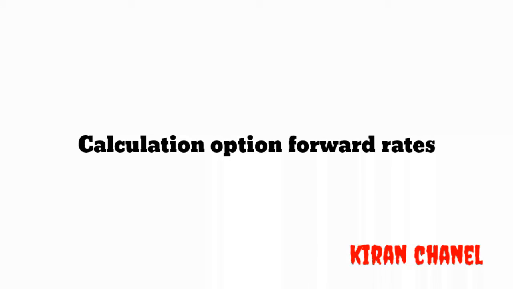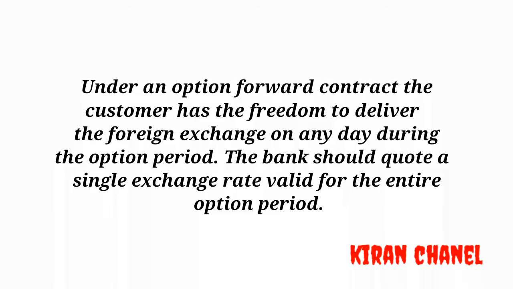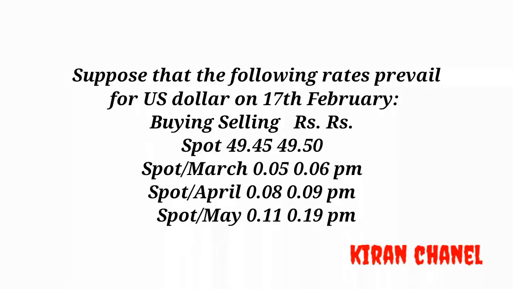Calculation of option forward rates. Under an option forward contract, the customer has the freedom to deliver the foreign exchange on any day during the option period. The bank should quote a single exchange rate valid for the entire option period. Suppose that the following rates prevail for US dollar on 17th February. Buying, selling, Rs. Spot 49.45, 49.50. Spot March 0.05 to 0.06 paise. Spot April 0.08 to 0.09 paise. Spot May 0.11 to 0.19 paise.